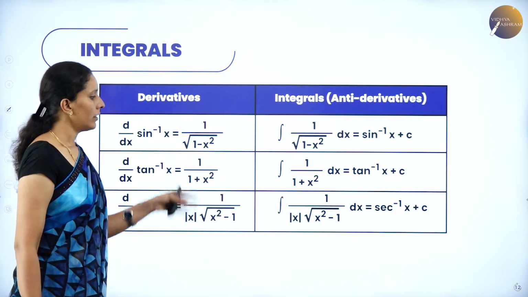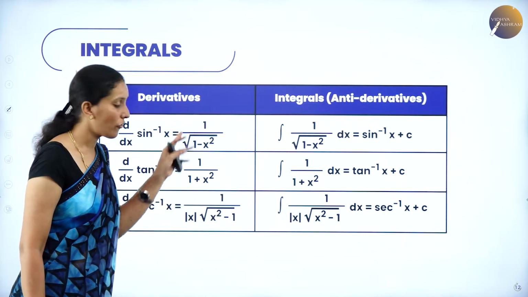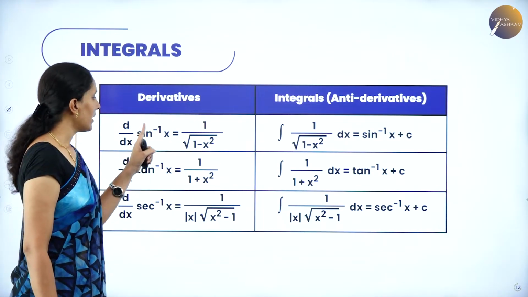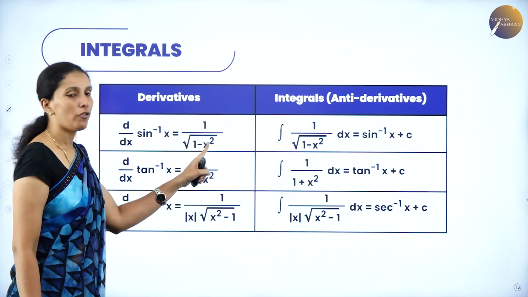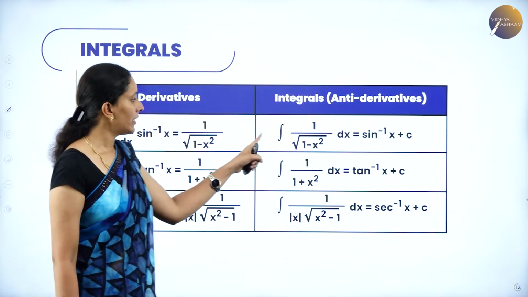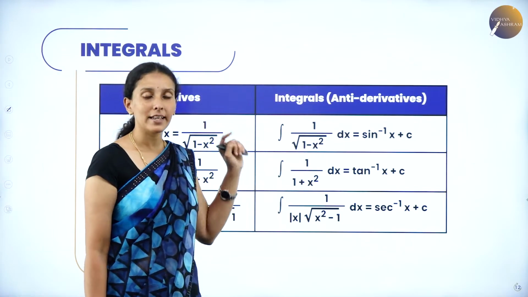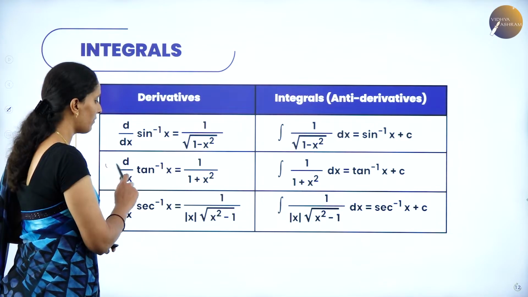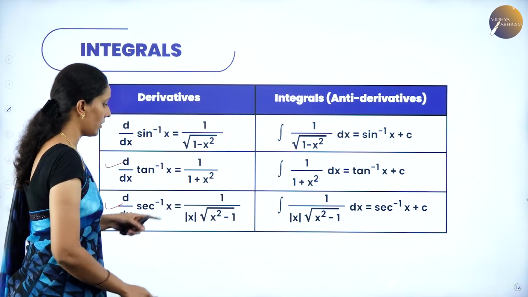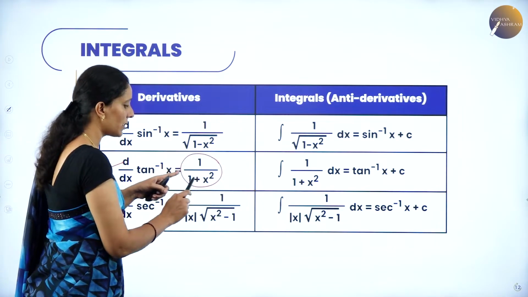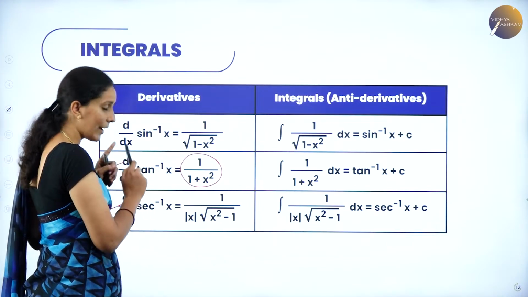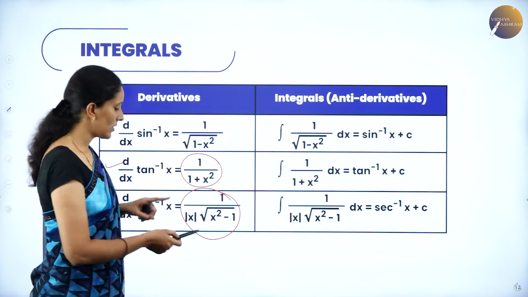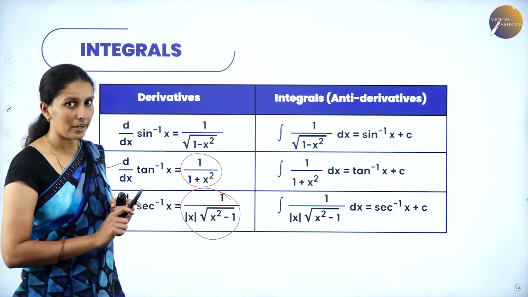And these are the standard derivatives of inverse trigonometric functions. Here, the derivative of sin inverse x is 1 over root of 1 minus x square. Thus, integration of 1 over root of 1 minus x square can be directly written as sin inverse x, and similarly you can see for tan inverse and for secant inverse. So, whenever integration of this function is asked, you can directly write tan inverse x. When integration of this function is asked, you can directly write secant inverse x.